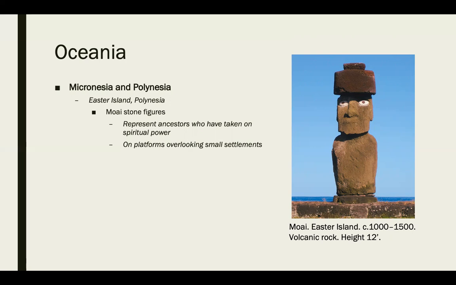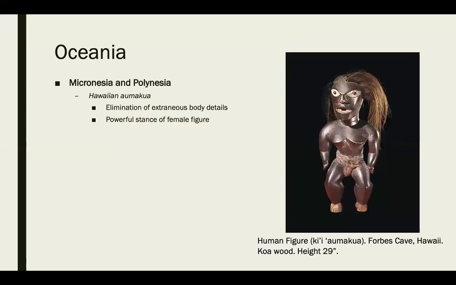The Moai stone figures represent ancestors who have taken on spiritual power, and they stand on platforms that overlook small settlements and guard and protect them. This is a Hawaiian umakala. I think that's how you say it. They eliminate the extraneous body details and usually have a powerful stance like this of a female figure.